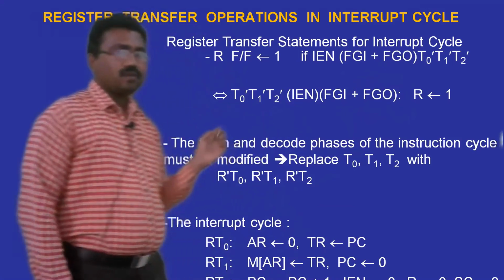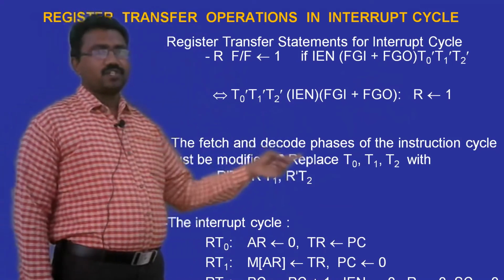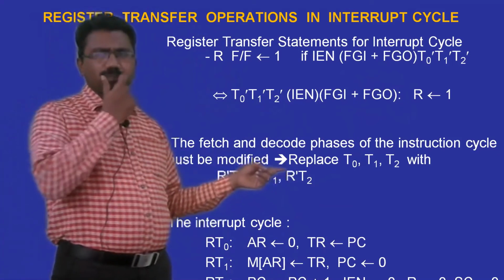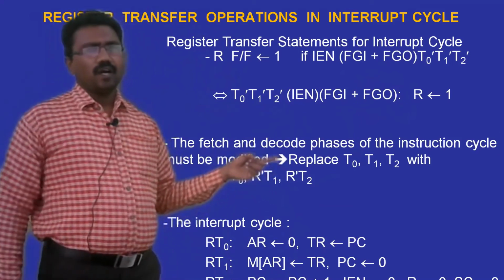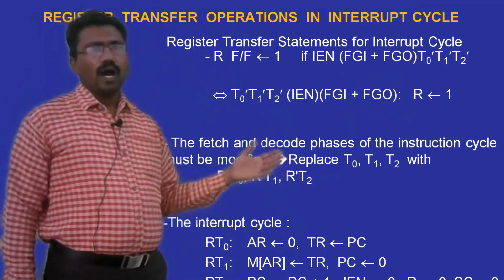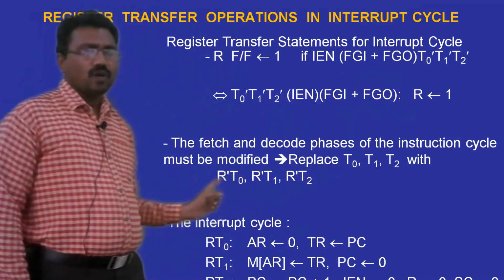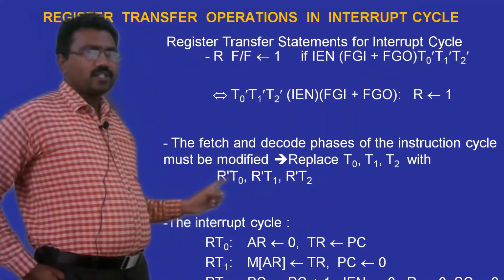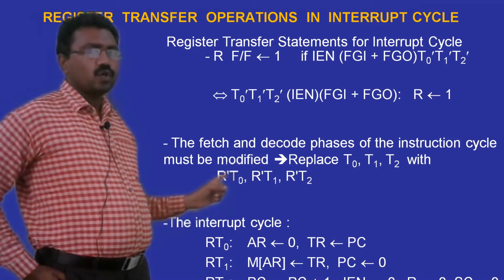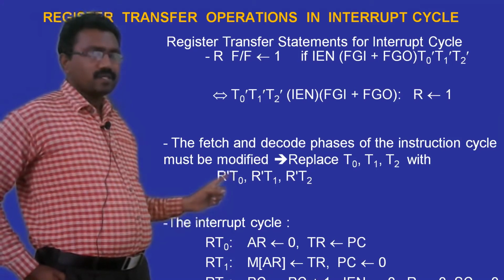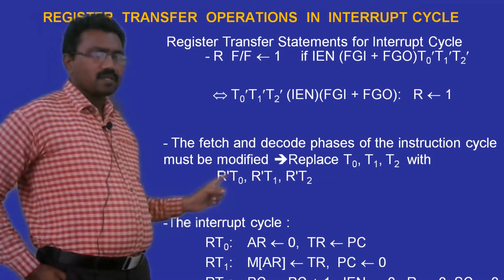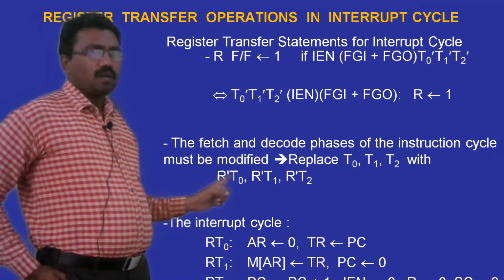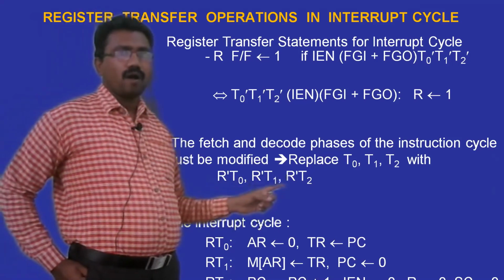Here the fetch and decode phases of the instruction cycle must be modified, replaced. Previously we have seen in an instruction cycle T0, T1, T2, T3. Now the R flip-flop is added in the control function. So in the instruction cycle, R bar. Why R bar? If R is equal to 0, then only R bar is equal to 1. That means instruction cycle: R bar T0, R bar T1, R bar T2.